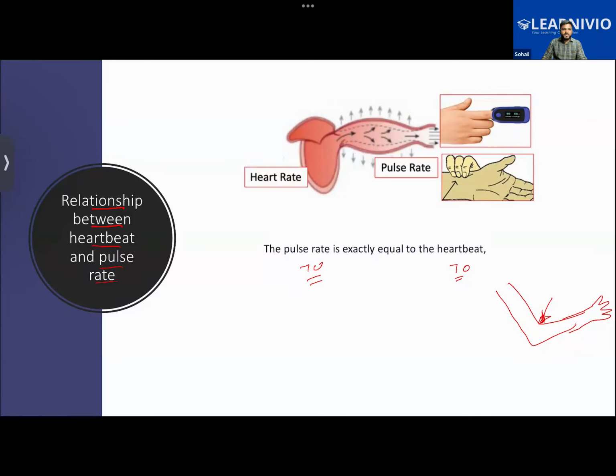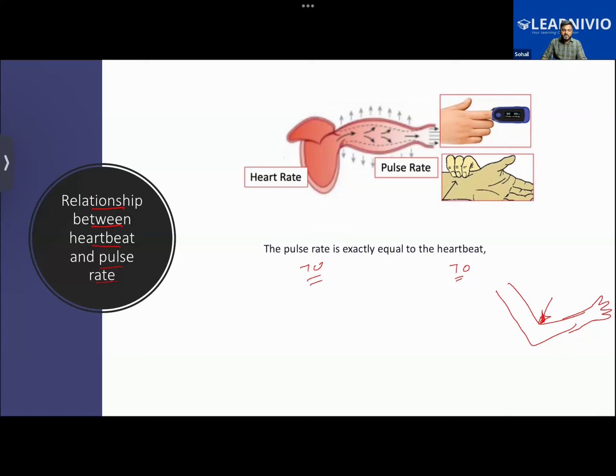So that you'd be able to sense the throbbing. So you'd be able to feel the throbbing sensation more properly. Now, in order to do it more accurately, if we put it on our middle finger, we won't be able to hear it.